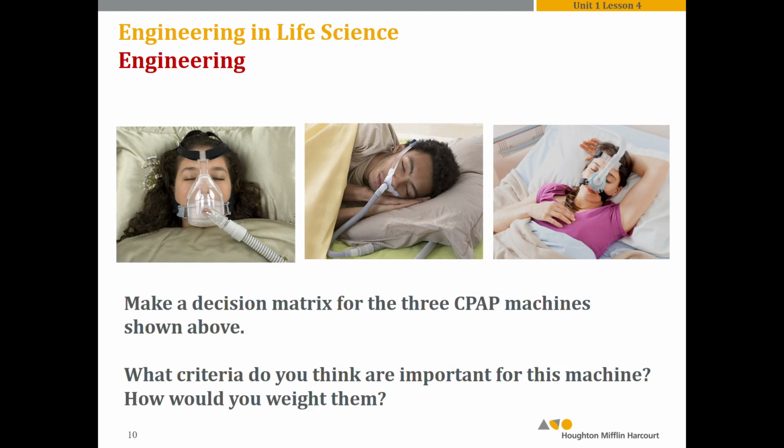If you look at this picture, this is an engineering process. Make a decision matrix for the 3 CPAP machines shown above. If you look at the 3 different CPAP masks, these masks are designed based on different constraints and different problems, and they can help to solve the problems of different patients based on their needs.